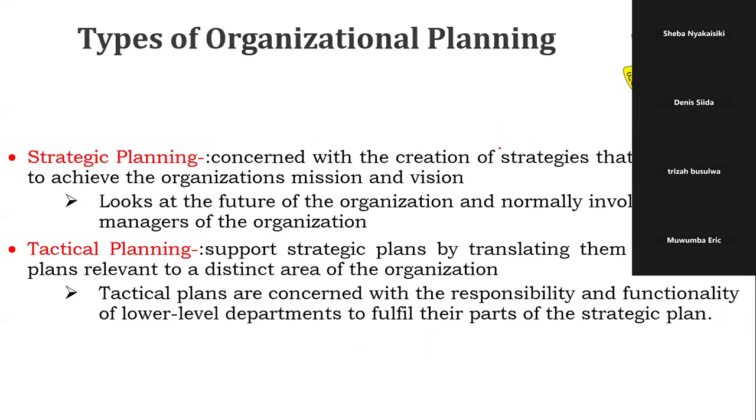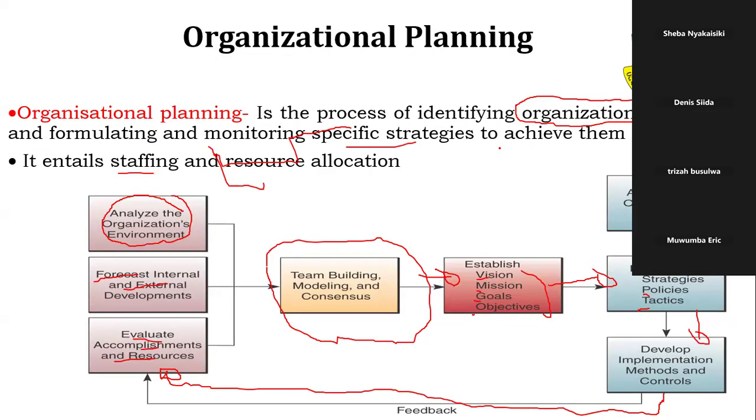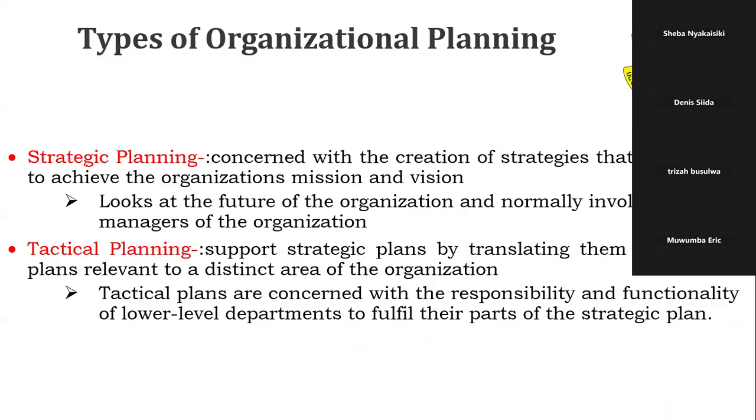So we have different types of planning, and the diagram above previously alluded to some of these. The first is strategic planning. This is the creation of those strategies that will help us achieve the goals we had identified. Then tactical planning is meant to support strategic planning, because here you are concerned with translating those strategic plans into specific plans for a distinct area.